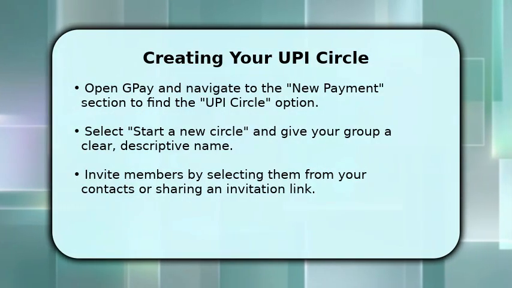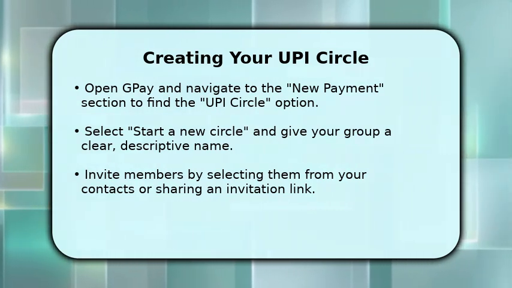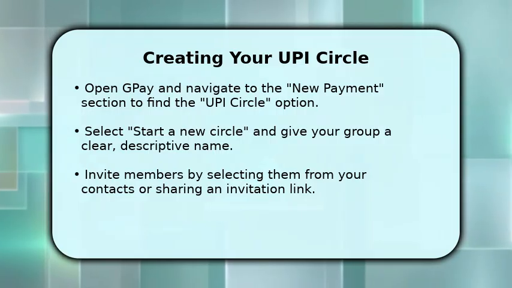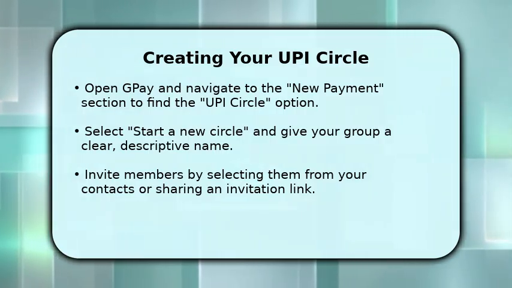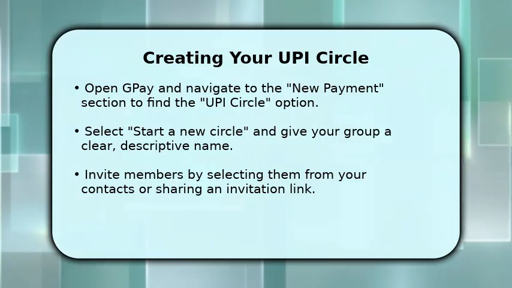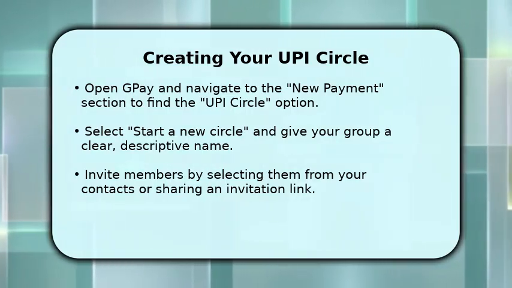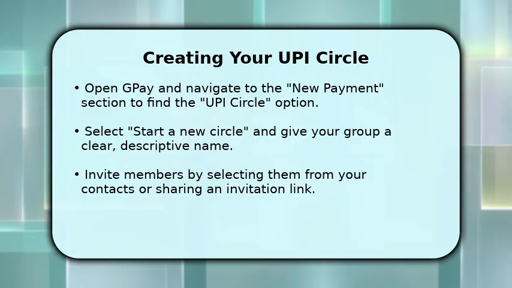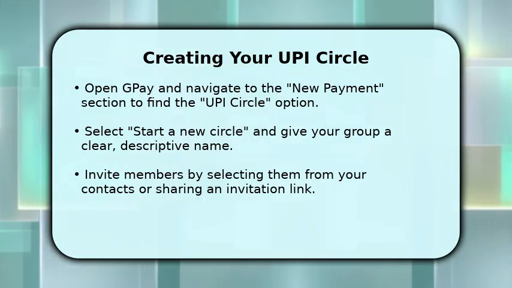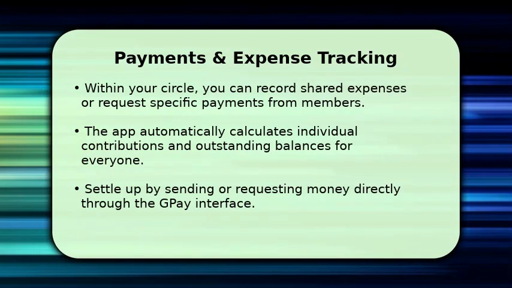To create your UPI Circle, first open your GPay app and tap on the New Payment button. Look for the UPI Circle option and select Start a New Circle. You will then be prompted to give your circle a name, perhaps Vacation Fund or Roommate Bills. After naming it, you can easily add members by choosing them from your phone's contacts or by sharing a unique invitation link with them.